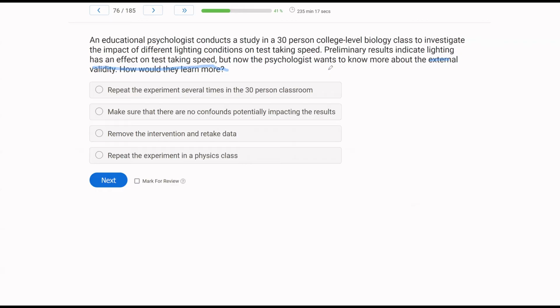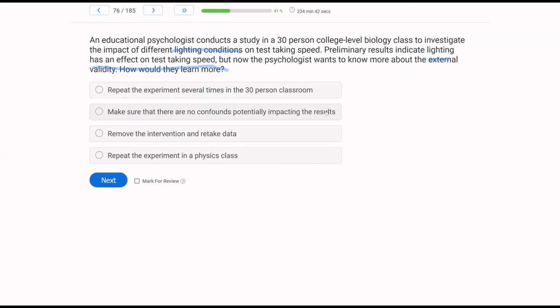They want to know about external validity. External validity is just generalization. It becomes pretty straightforward. So if this educational psychologist wants to look at these lighting conditions or these results and prove external validity, we've got to think about generalization. So A, repeat the experiment several times in the 30-person classroom. Well, if they repeat the same experiment in the same place with the same 30-person classroom, that's not going to prove generalization.